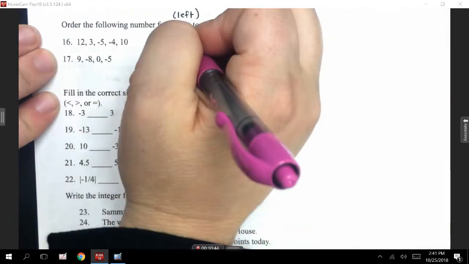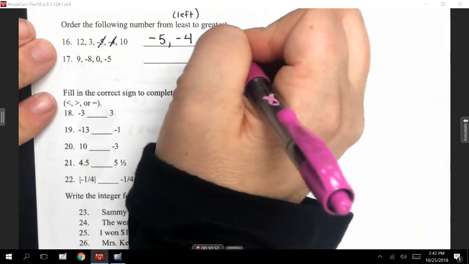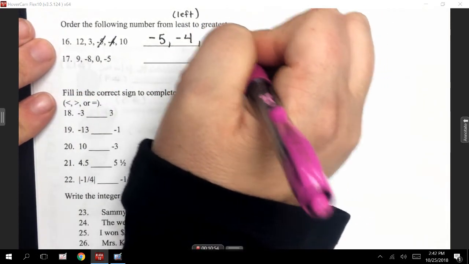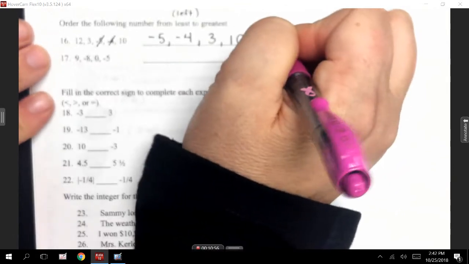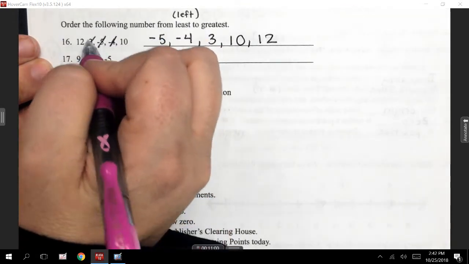So -5, then we have -4. Those are done. I'm going to mark them out as I go so I don't forget any. After -4, we have a +3, then +10, and +12.